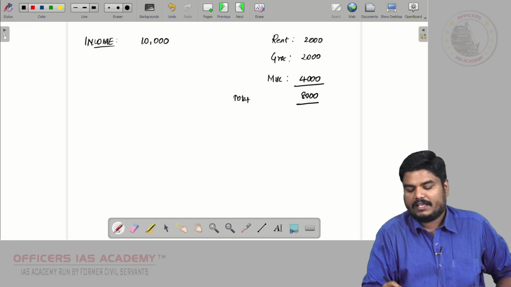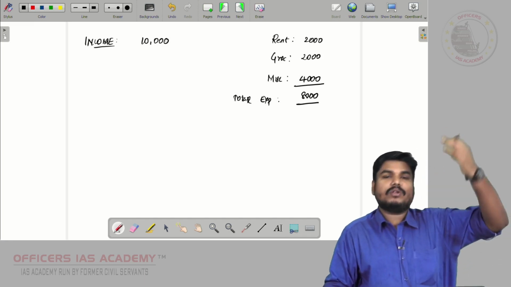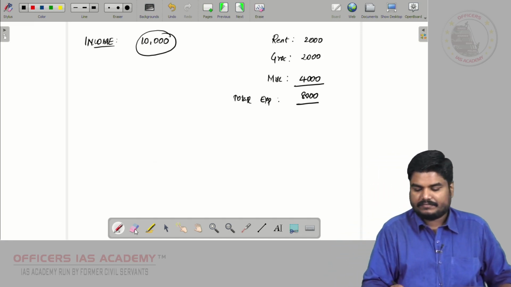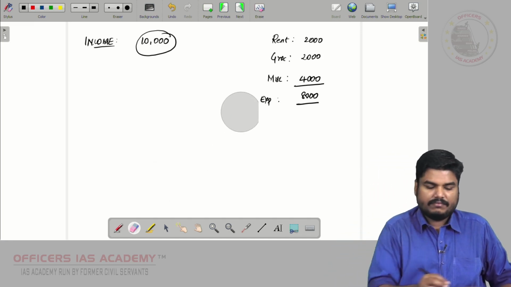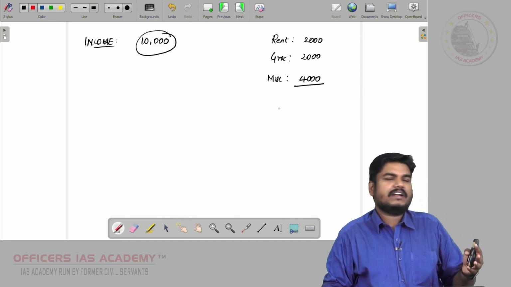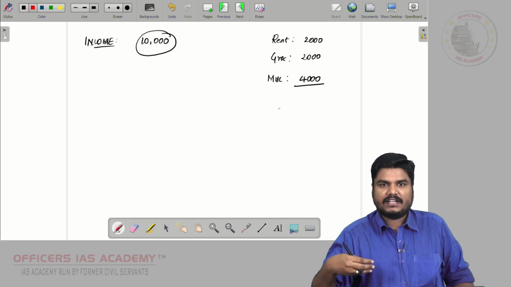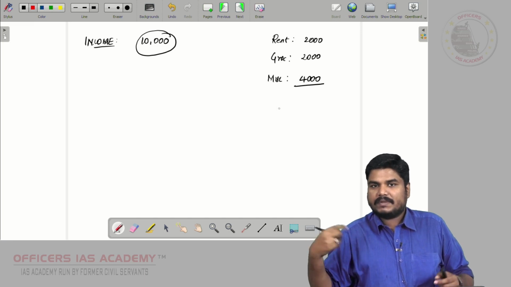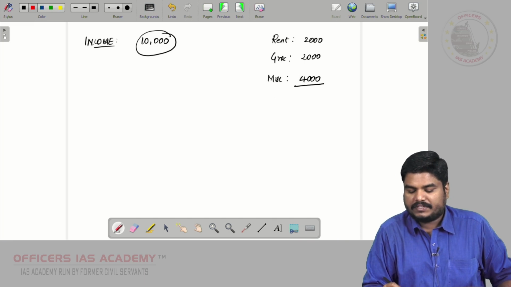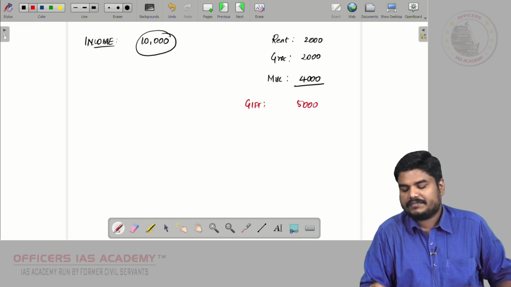My total expenditure is 8,000, income is 10,000, income is more. So I have 2,000 rupees surplus. But imagine a situation, forget about emergency, my friend is getting married, and I have to present some gift. So I have to buy a gift for my friend. The gift is worth 5,000 rupees.